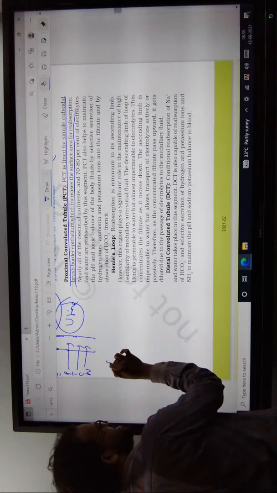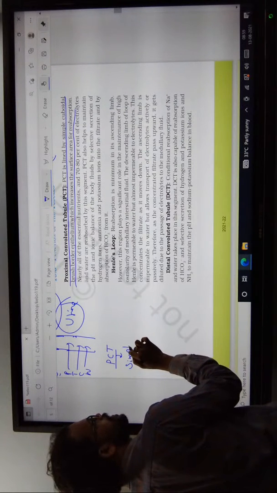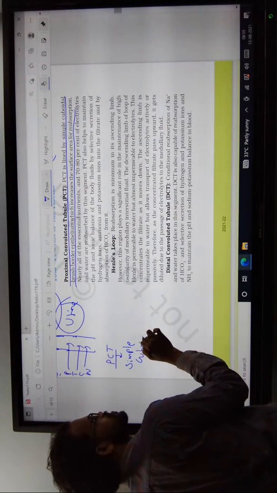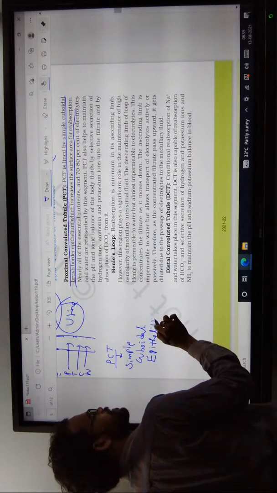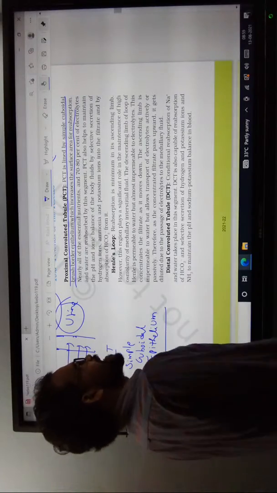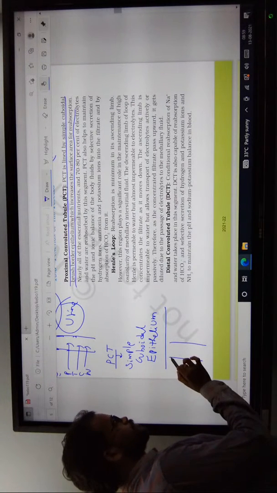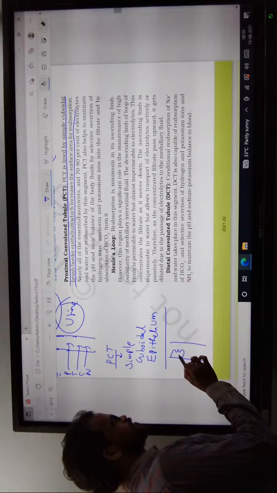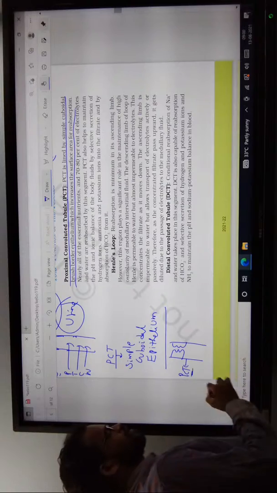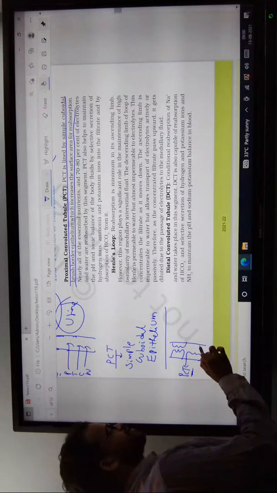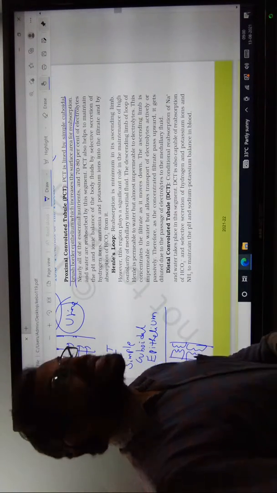And the PCT is lined by the simple cuboidal epithelium. You can observe the simple cuboidal epithelium like this. The PCT consists of the simple cuboidal epithelium, and the outer surface has a brush border appearance.